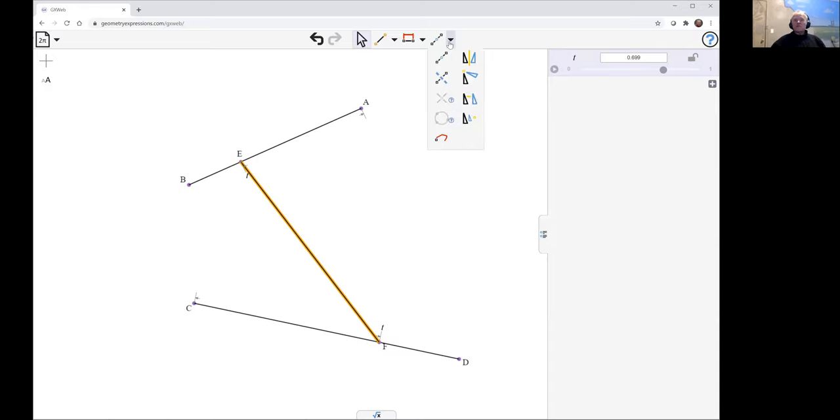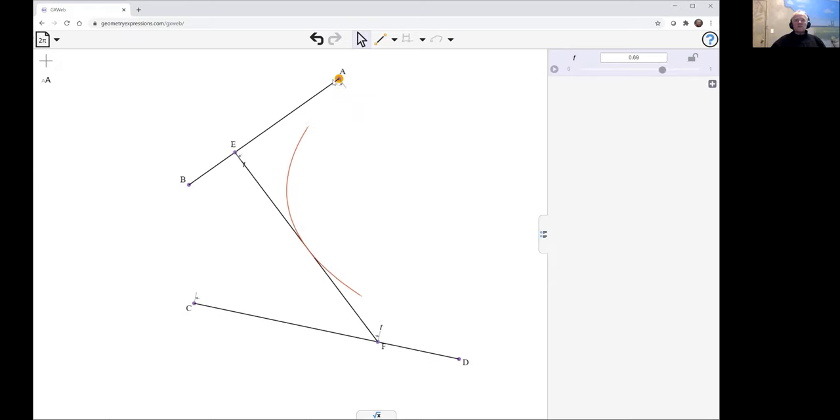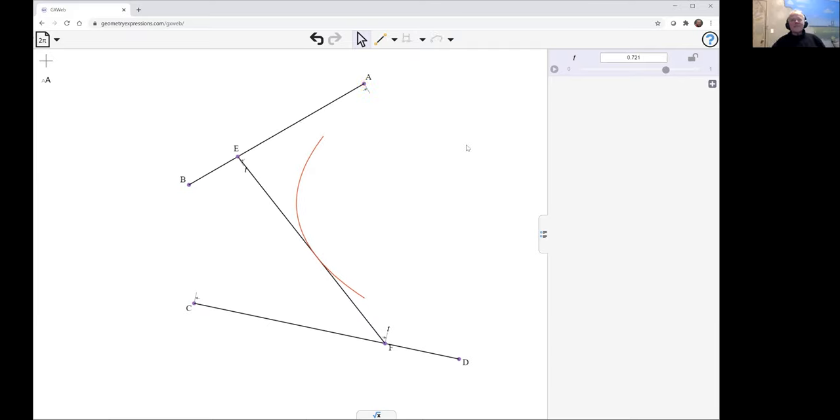We can use the envelope command, and we need to tell it what the envelope is with respect to T. And there is the curve. If we move these points around, we can see how that's going to vary. But the story is that that is going to be a piece of a parabola. Well, is it? Let's have a look at the equation of that curve.